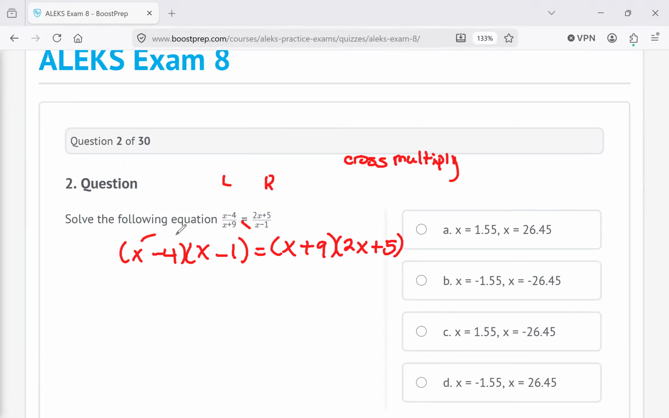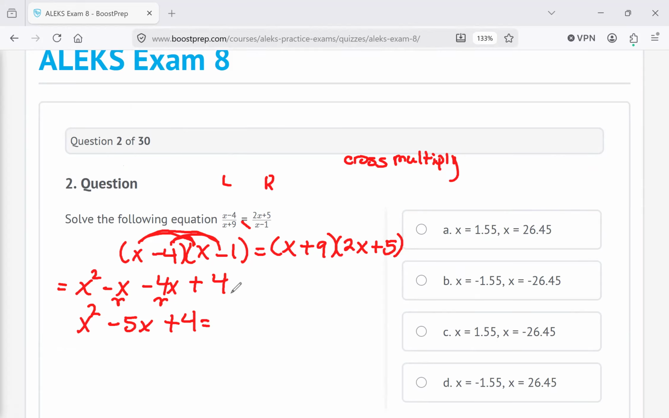Okay, so FOIL this out. This is going to be x squared. This is going to be negative x. This is going to be negative 4x. And negative 4 times negative 1 is positive. Maybe we should clean this up a bit. So it's going to be x squared, negative 1x, negative 4x is negative 5x plus 4.